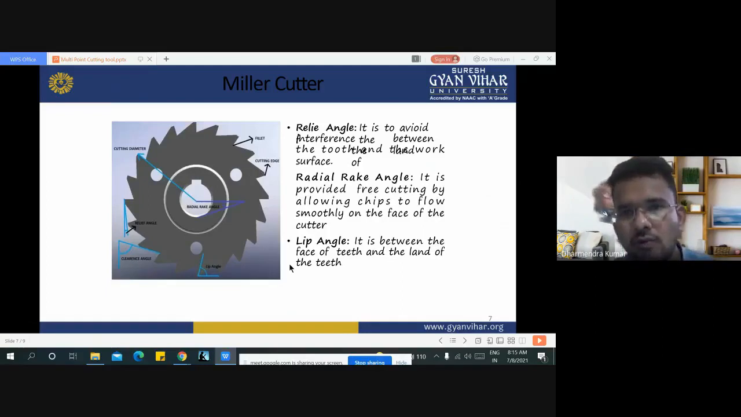It is to avoid interference between the tooth and the work surface. Relief angle: it avoids interference between the tool and the workpiece surface. Radial rake angle: it provides free cutting by allowing chips to flow smoothly on the face of the cutter. Now the other one is the lip angle. It is between the face of the teeth and the land of the teeth.